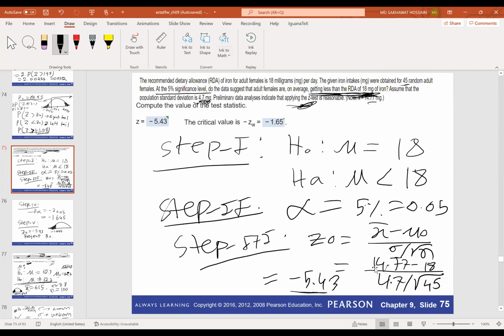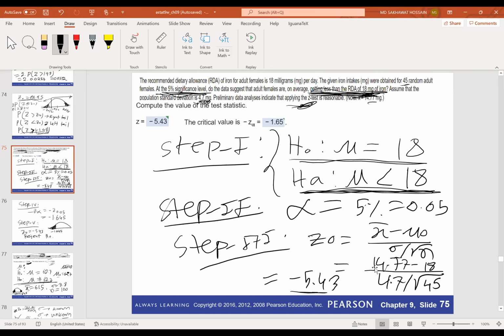And we want to test at the 5% significance level. We want to see whether the data suggests that adult females are on average getting less than the RDA of 18 milligrams of iron. So we want to test whether the population mean mu is less than 18. Our null hypothesis is mu equals 18 and the alternative is mu less than 18.